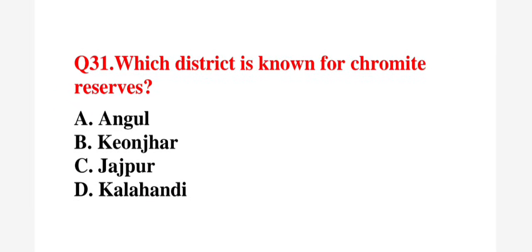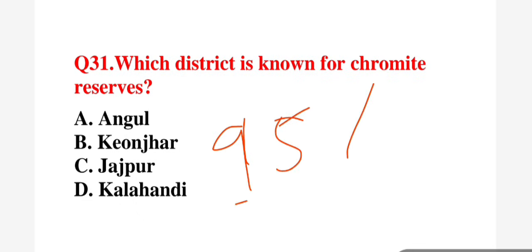Which district is known for chromite reserve? Option A Angul, option B Keonjhar, option C Jajpur, and option D Kalahandi. So what is the right answer here? Keonjhar is the right answer. Keonjhar has the largest chromite deposits in Odisha. As I have told you, Odisha is the largest producer of chromite, and more than 95% of the chromite of India is produced in Odisha only.